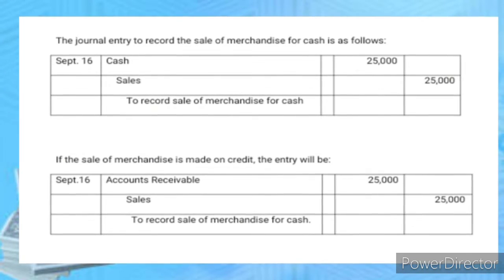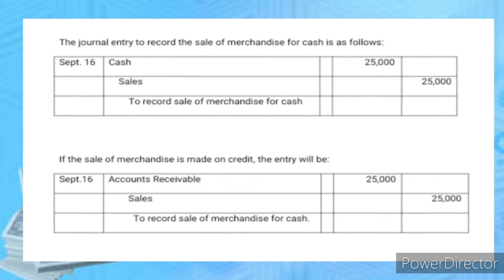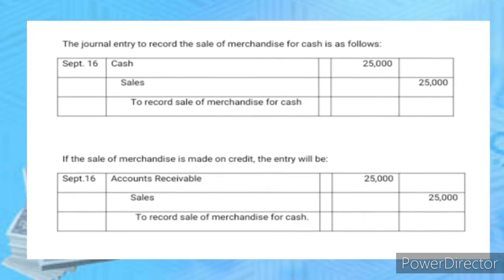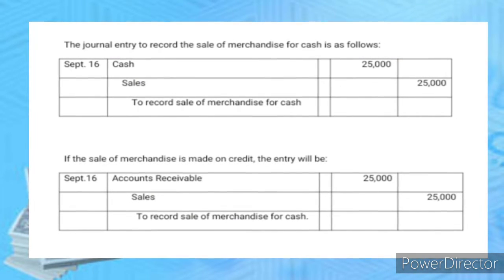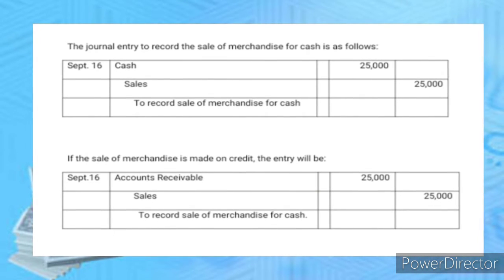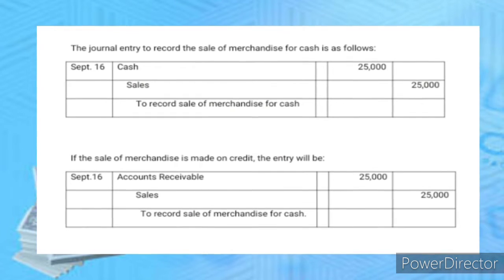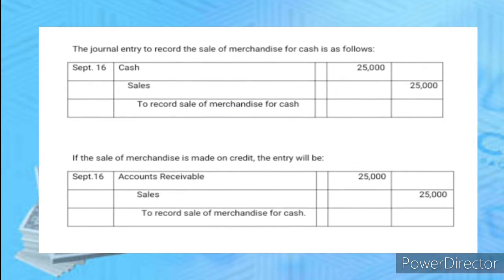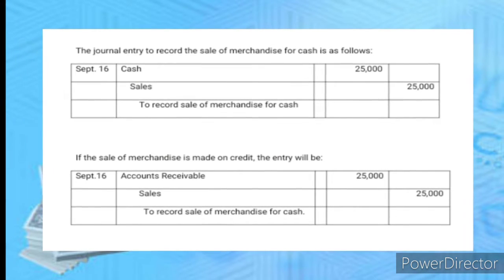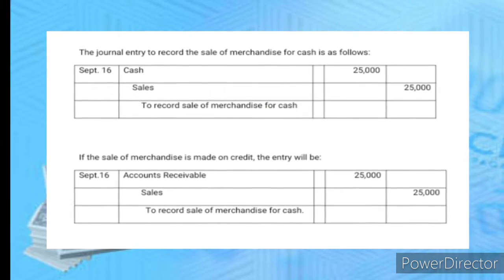September 16. Cash, debit, 25,000 pesos. Sales, credit, 25,000 pesos. To record sale of merchandise for cash. If the sale of merchandise is made on credit, the entry will be September 16. Accounts receivable, debit, 25,000 pesos. Sales, credit, 25,000 pesos. To record sale of merchandise on credit.